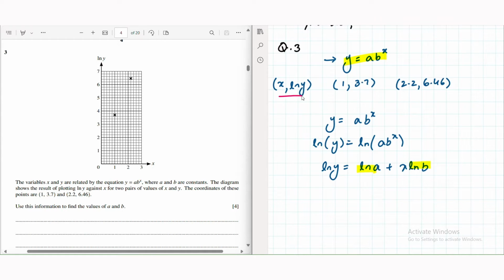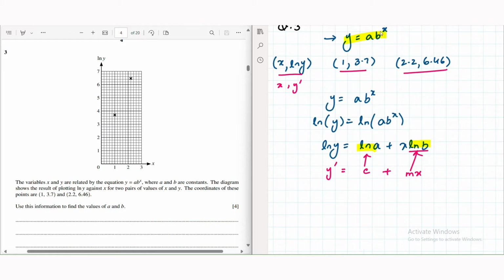So for the coordinate pairs, in short, let's call this y prime over here. This is our y prime. This is our c, the y-intercept, and x times m, that is our gradient. So ln of a is our y-intercept, and the gradient would be our ln b. So since we have two unknowns, we can use these two conditions to figure out what ln a and ln b are.